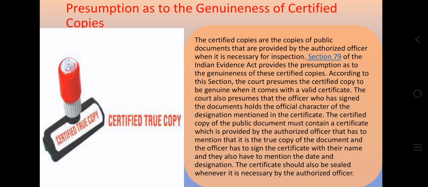The court also presumes that the officer who has signed the document holds the official character of the designation mentioned in the certificate. The certified copy of the public document must contain a certificate by the authorized officer, stating that it is a true copy of the document, and the officer has to sign the certificate with their name, and also mention the date and designation. The certificate should also be sealed whenever it is necessary by the authorized officer.